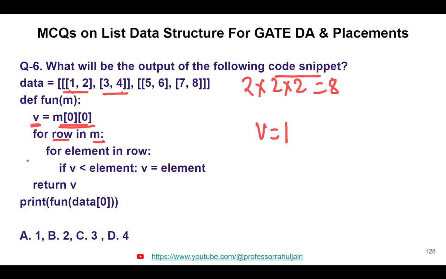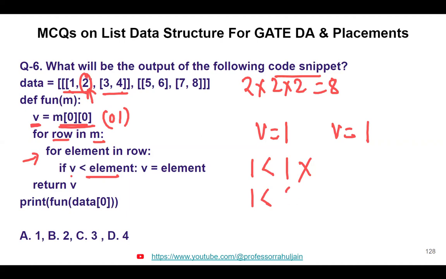For each element of the row, we compare if v is less than element. Currently v is 1 and element is also 1. Is 1 less than 1? No, it is false, so v is not modified and stays 1. Thereafter, it will move to the next element, which is 2. This time v is 1 and element is 2. 1 is less than 2, yes, it is true. So if it is true, v equals element. V is modified and the correct value of v is 2 now.